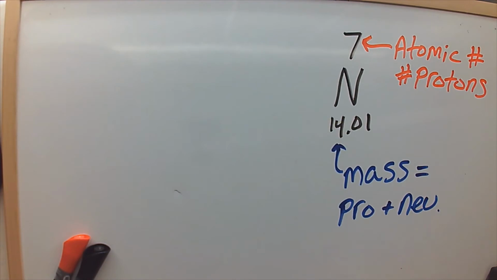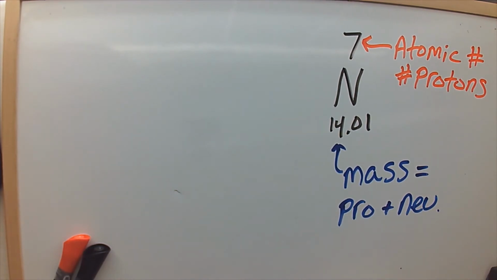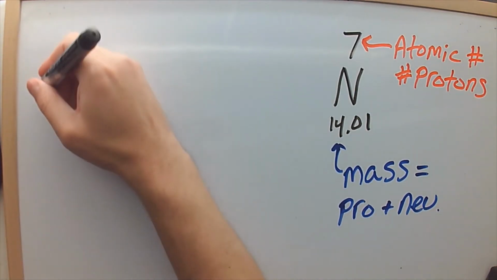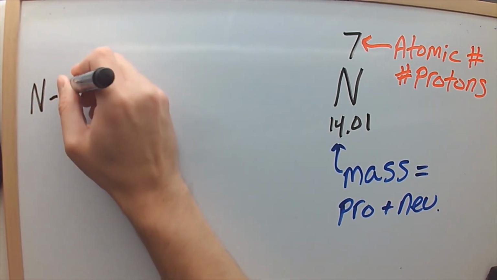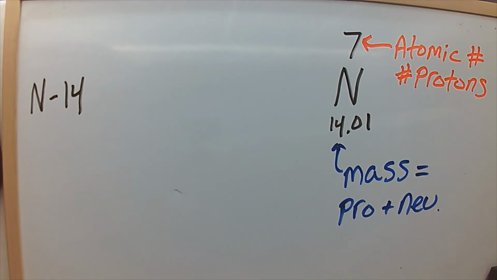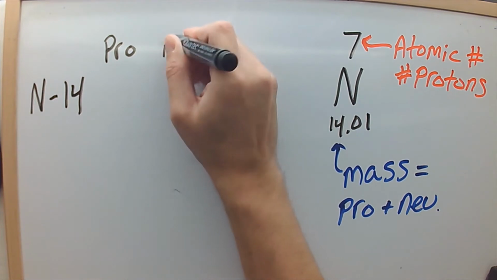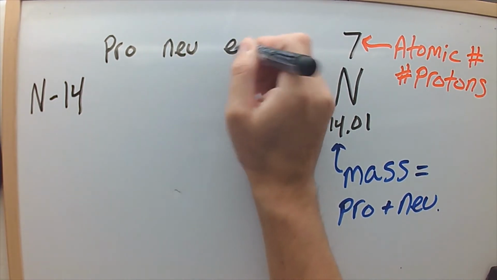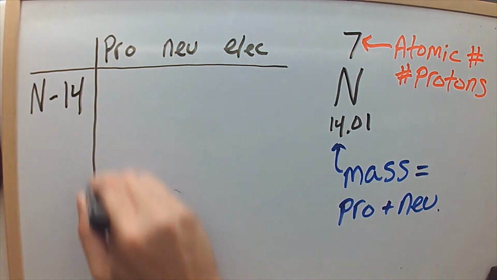That being said, when we're trying to find neutrons, we can't use the average atomic mass. We have to use the very specific mass of a very specific isotope. So let me show you what I'm talking about here, right? So if we want to do the nitrogen 14 isotope, and we want to find protons, neutrons, and electrons of that isotope, you can do it.